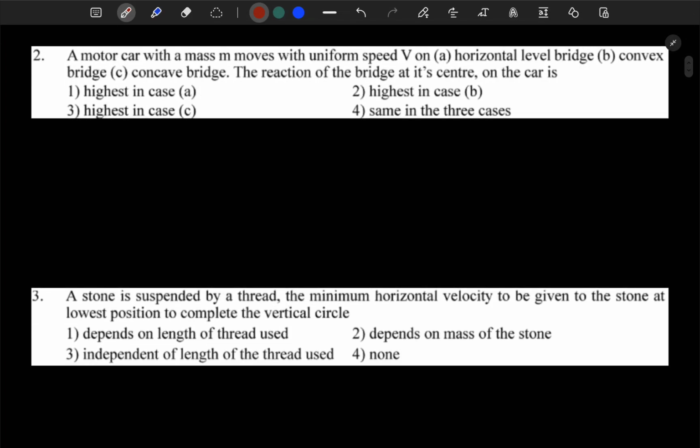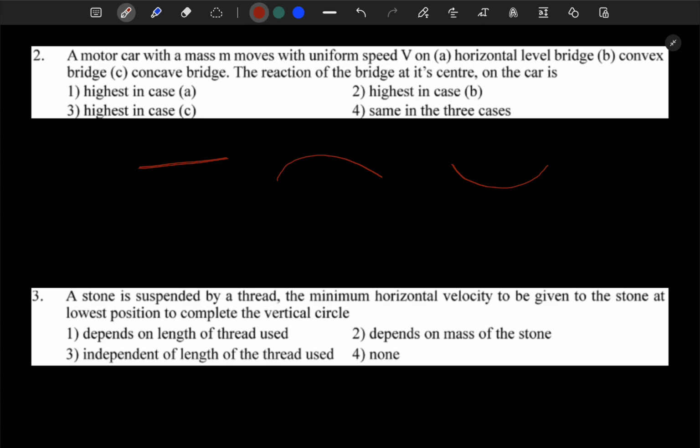The second question says that a motor car of mass m moves with uniform speed on a horizontal level bridge, A, and on a convex bridge, B. So we can draw here A. Let's say this is A. One is the convex bridge, which is this one, and the other is a concave bridge, which is this one. The reaction of the bridge at its center is more in which case?